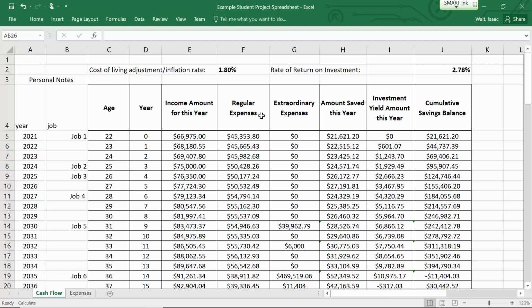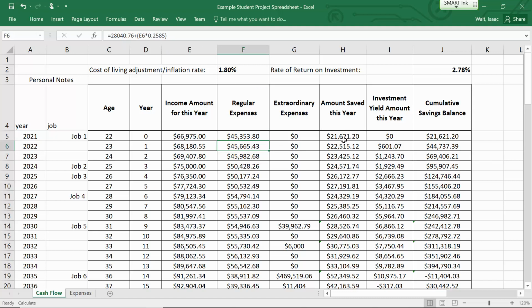All right, so this person assumed that their starting salary would be $66,975, and in the report there was some supporting information about that. And you'll notice that each year the amount is increasing due to the assumed cost of living adjustment / inflation rate, and that's good. That's what you should be doing there. The regular expenses are likewise indexed for inflation, and there's also this factor which is related to taxes. Okay, so each year it's increasing, and the taxes are being accounted for.